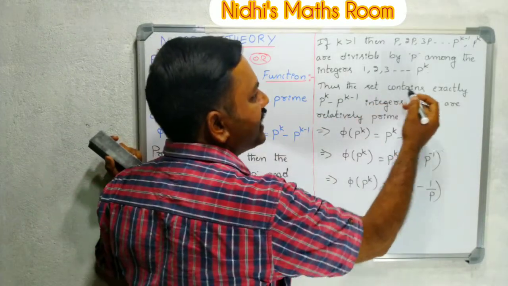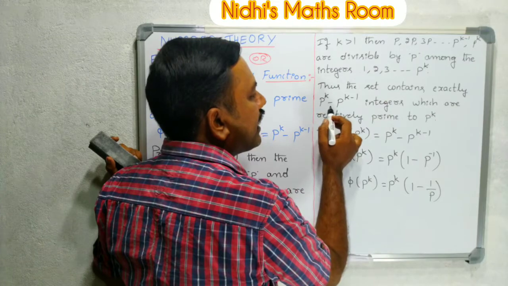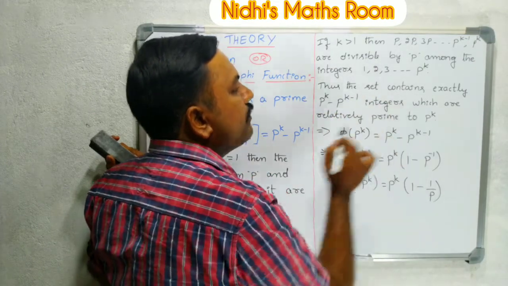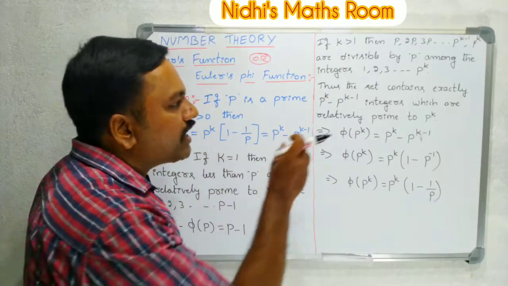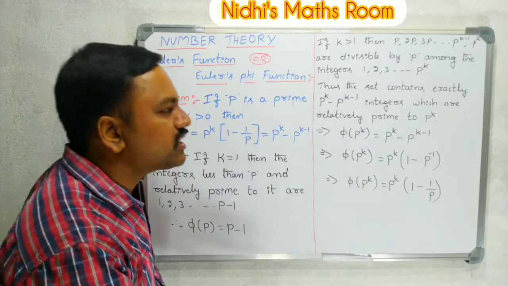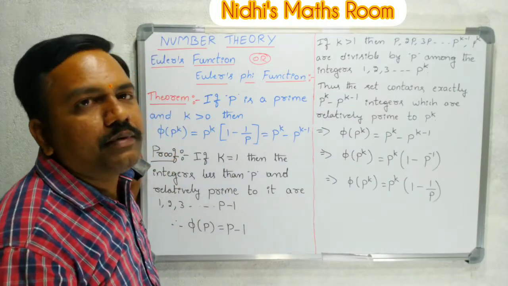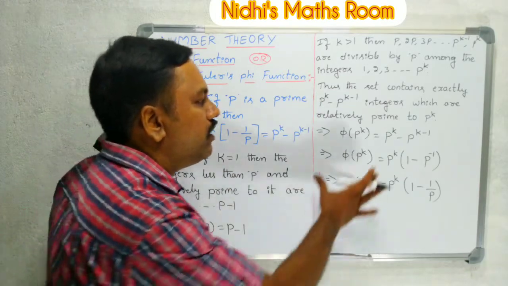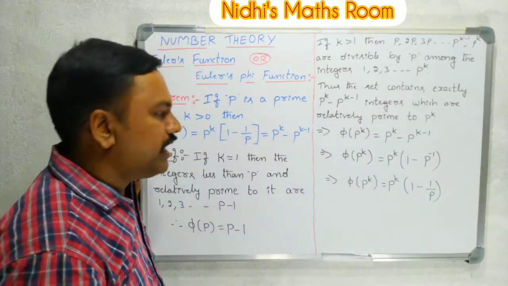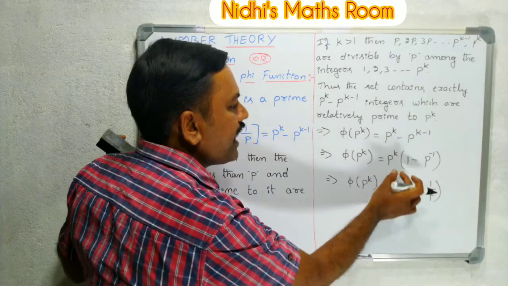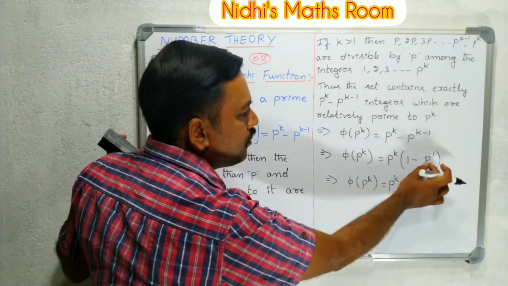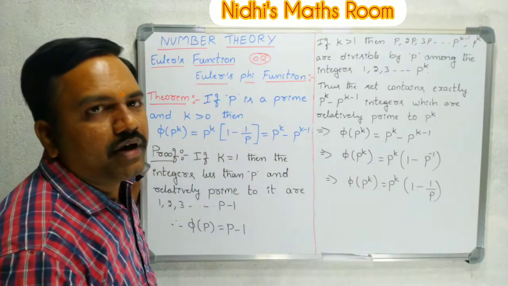So thus the set contains exactly p power k minus p power k minus 1 integers which are relatively prime to p power k. So in the set we have p power k minus p power k minus 1 integers relatively prime to p power k. So φ of p power k is equal to p power k minus p power k minus 1. If we take p power k as common, that gives 1 minus p power minus 1, so p power minus 1 in the sense 1 divided by p.